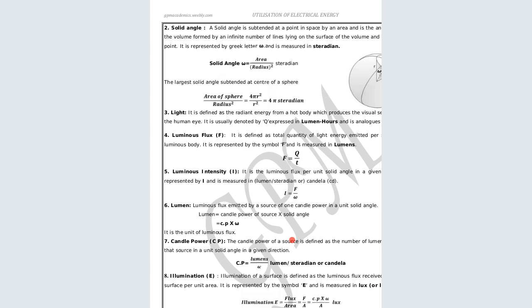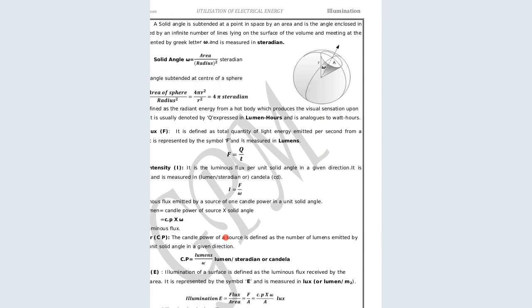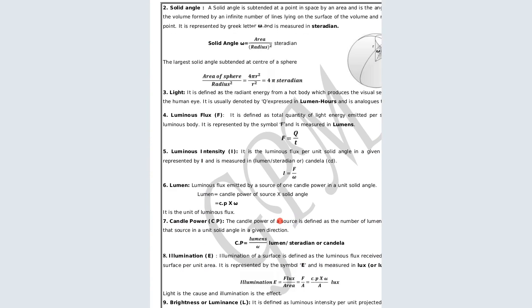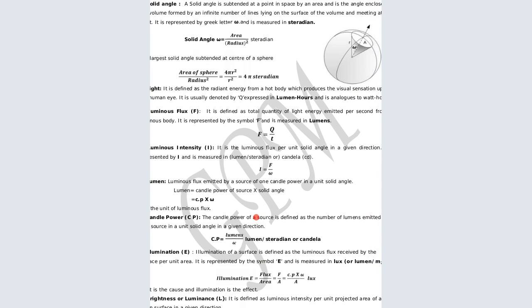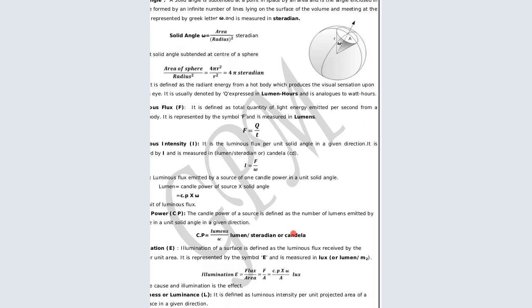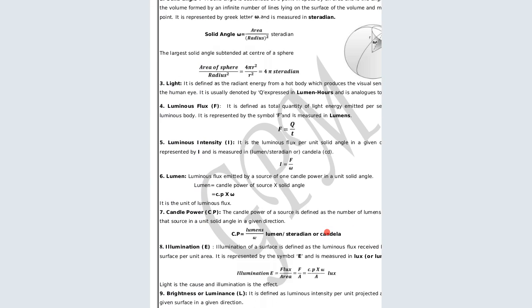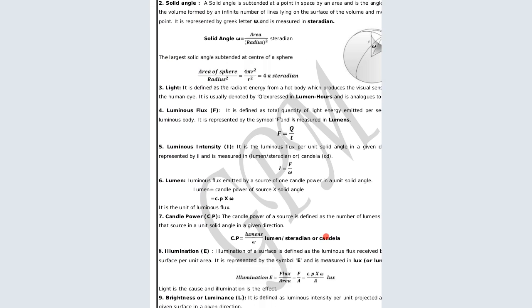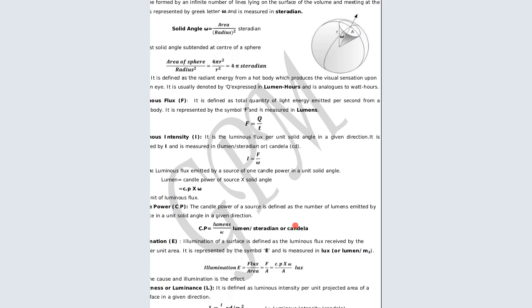Now, light is defined as the radiant energy from a hot body which produces a visual sensation upon the human eye. It is usually denoted by Q, expressed in lumen hours, analogous to watt hours. So light is measured or denoted as lumen hours or watt hours.